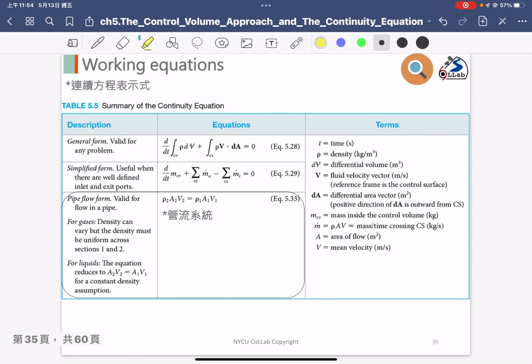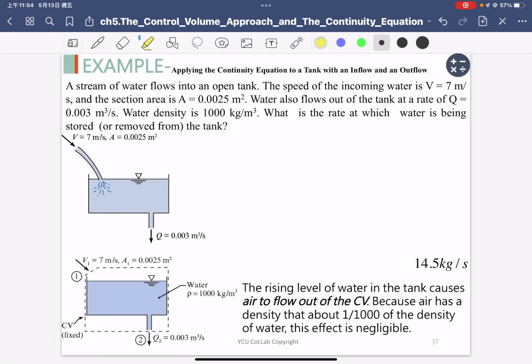So we have one exercise. I would like to use this as our final exercise today. How can we depict the control surface? And inside the control surface, we call that our control volume. Okay? So what's the problem?